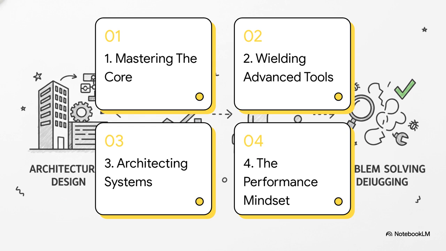So to make this journey clear, we've laid out this roadmap with 4 pillars. First, mastering the core. Then, wielding advanced tools. After that, we'll talk about architecting scalable systems. And we'll wrap it up with what I call the performance mindset. This is our game plan for going from coder to architect.